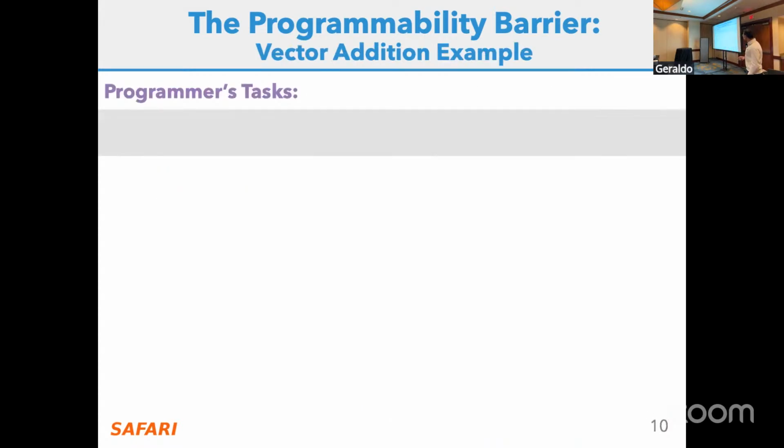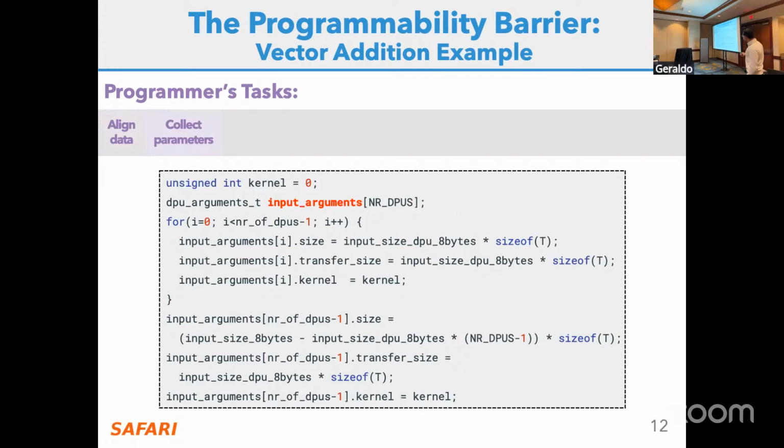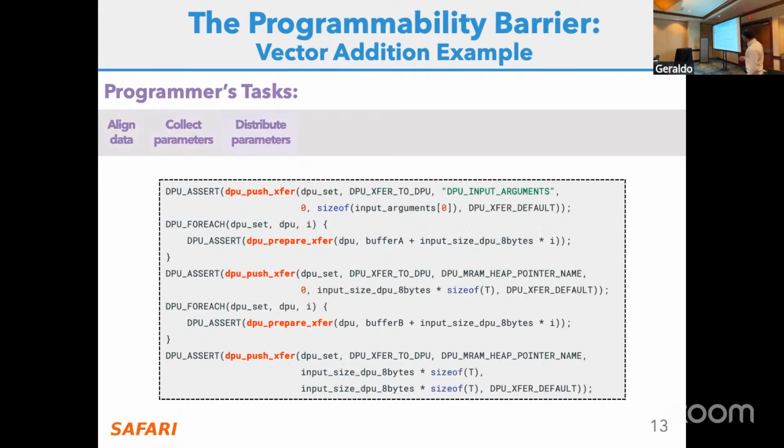I'm going to flash a lot of code here. You don't need to understand the code, you just need to understand what that code means. The UPMEM company has its own programming interface to program the UPMEM chips, and you, as a programmer, need to use that interface basically to align input data. The data needs to be aligned to 8-byte boundaries so that they fit inside a single PIM chip. You need to collect input parameters for your application, and you need to distribute those input parameters across the different PIM cores inside the UPMEM PIM system.